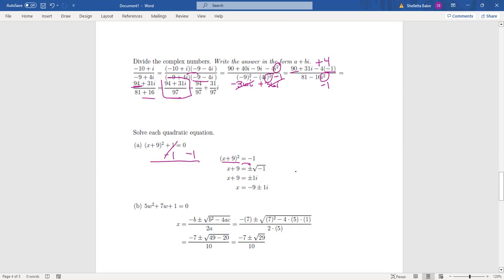Now, remember that the square root of negative 1 equals i. So anytime we see that square root of negative 1, it equals i. So we rewrite it as x plus 9 equals plus or minus i. And to solve, we would subtract 9 from both sides. And that's how we get x equals negative 9 plus or minus that i. And we can separate it, write it as two separate terms, negative 9 plus i, or negative 9 minus the letter i.